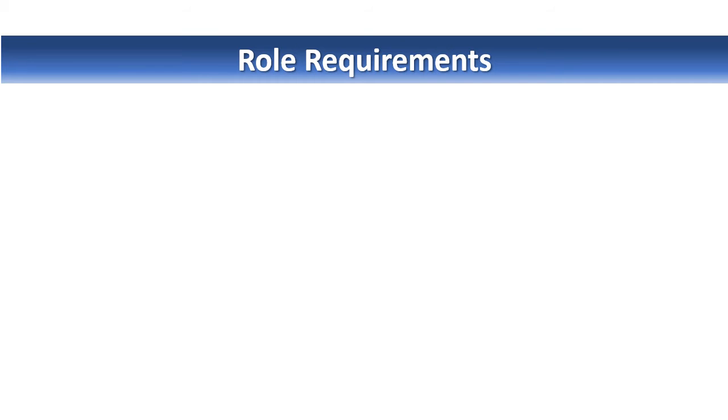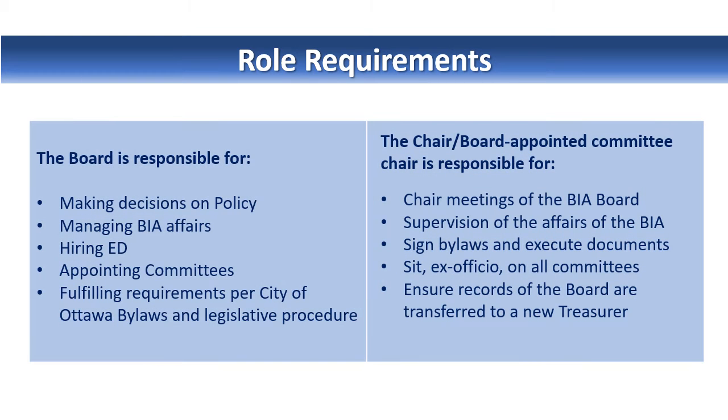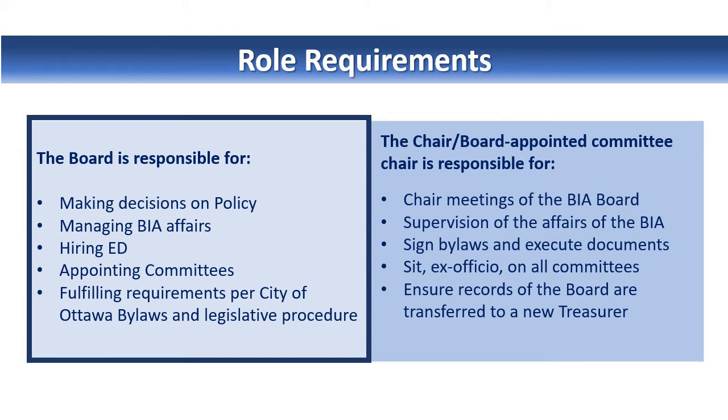The next few slides are a refresher on the responsibilities of the board and committee chairs so that everything you have learned so far can be applied to these core actions. The Board of Management is responsible for making decisions on policies impacting the activities of the BIA, managing BIA affairs, particularly as they relate to business and finance, hiring an executive director and adequate staff to perform key activities, appointing committees and committee chairs, fulfilling requirements per the City of Ottawa bylaws and legislative procedure.